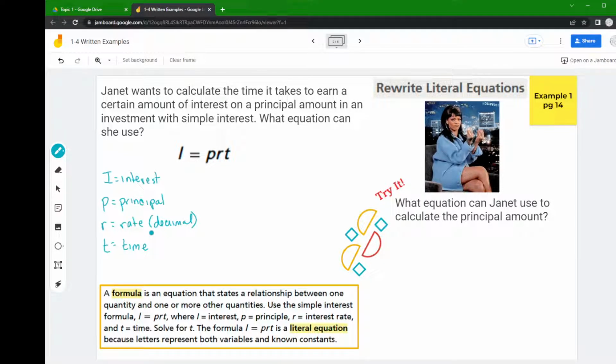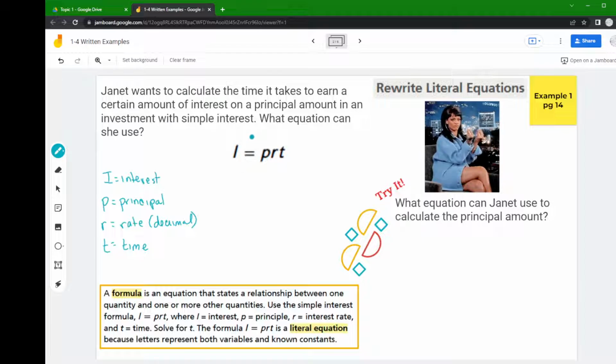Now in this case, it doesn't really matter if you know that the rate has to be a decimal, T has to be time, stuff like that. All that you need to care about is that we can look at this formula here. Now, if she's trying to figure out the amount of time, what we should probably do is get this letter T by itself. And when I say by itself, I mean to isolate it. We want to move it to being on its own side of the equal sign without anything there.